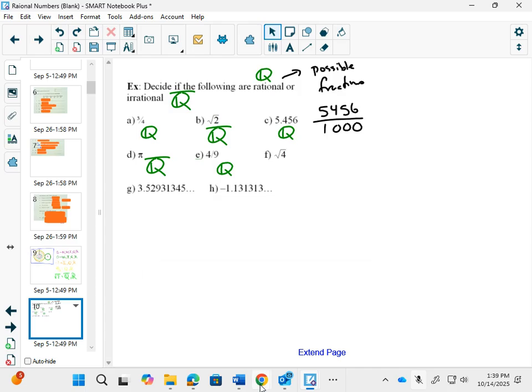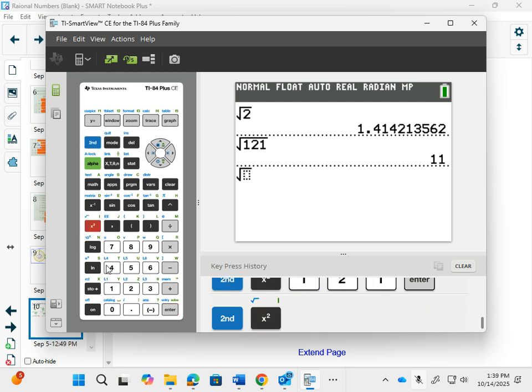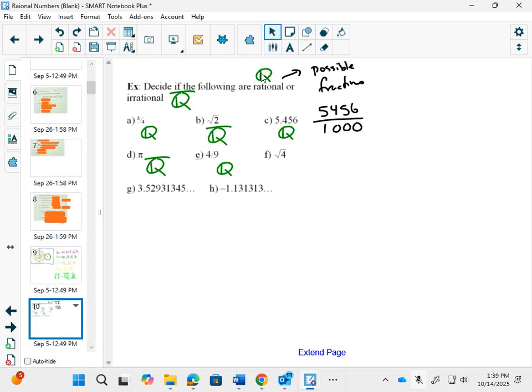Square root of 4, so then if I'm unsure, I go to my calculator. What is the square root of 4? It's 2. Can you write 2 as a fraction? You can write it as 2 over 1. So because it's a nice number, it's rational.